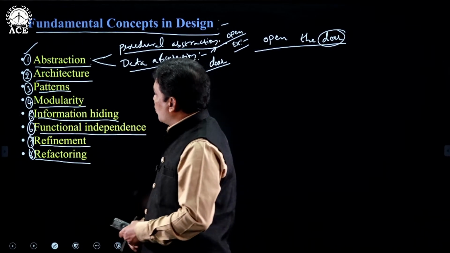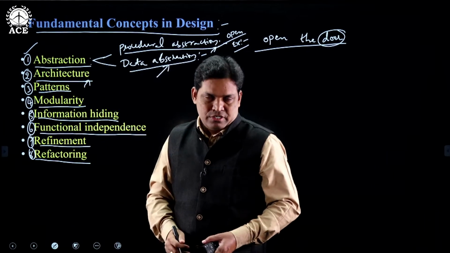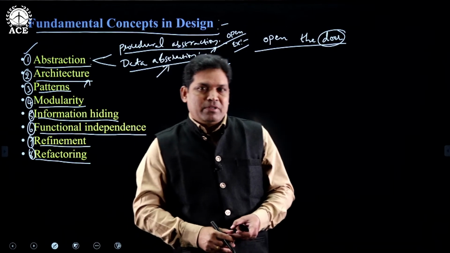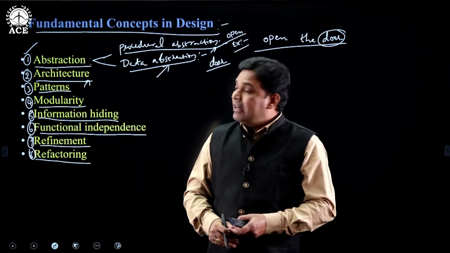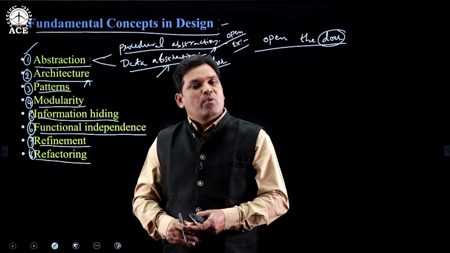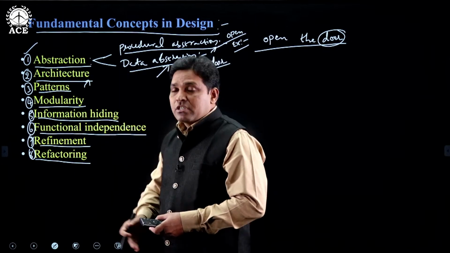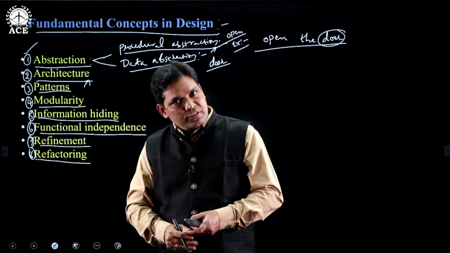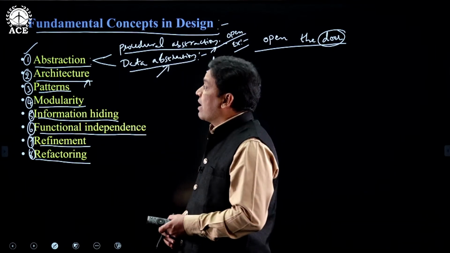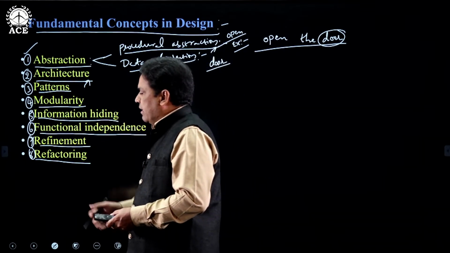Coming to architecture. What does architecture represent? Software architecture is a collection of components and interfaces among components, which we call software architecture. About this we'll discuss in detail later.